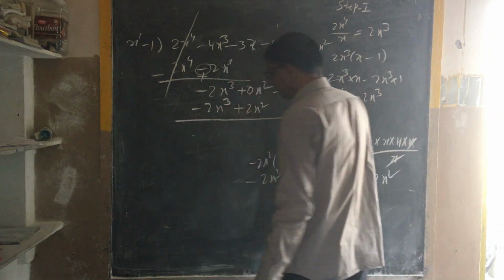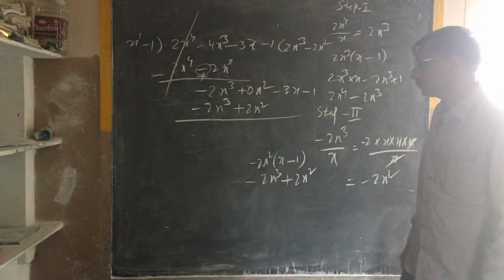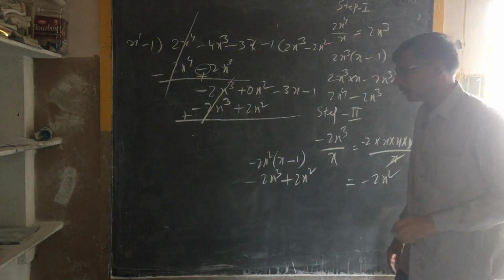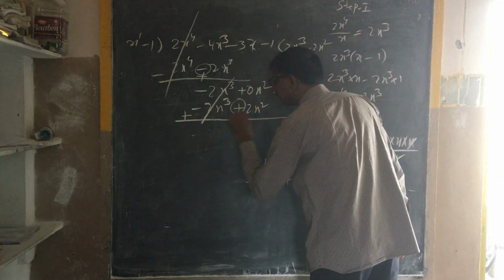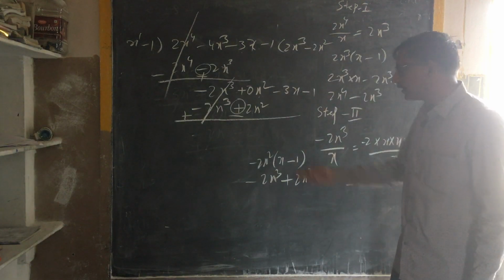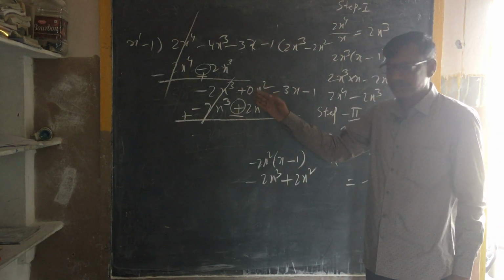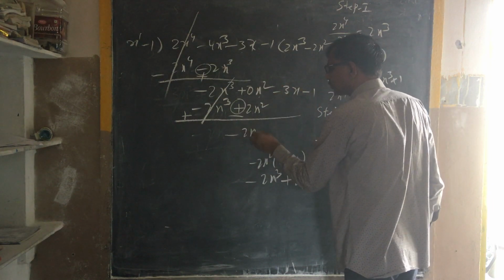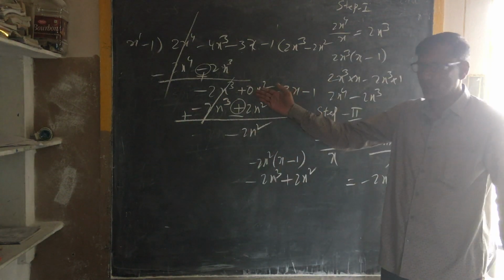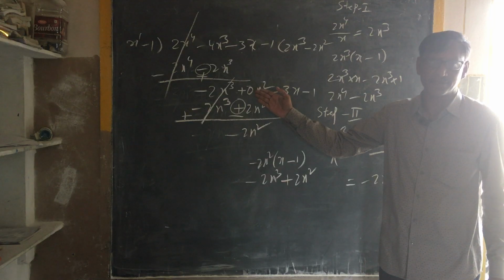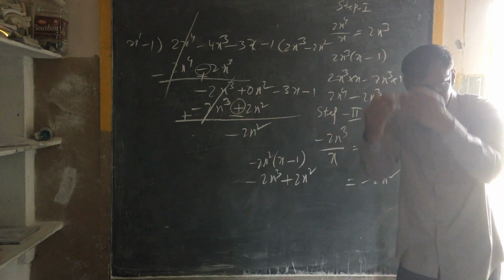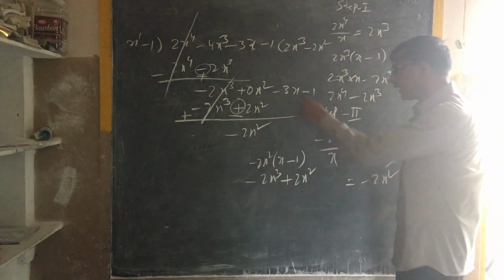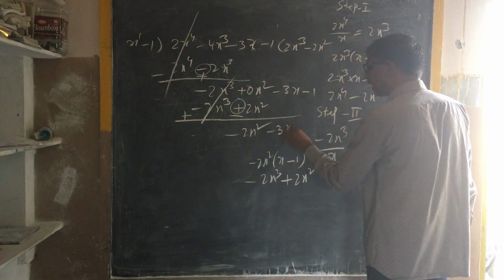By subtracting, this becomes plus and these two get cancelled. By subtracting, this is minus. There is no x square term above this one. You will write it down as it is, minus 2x square, because there is no x square term above this one. You just take down with the new symbol. Again, you take down minus 3x and minus 1.